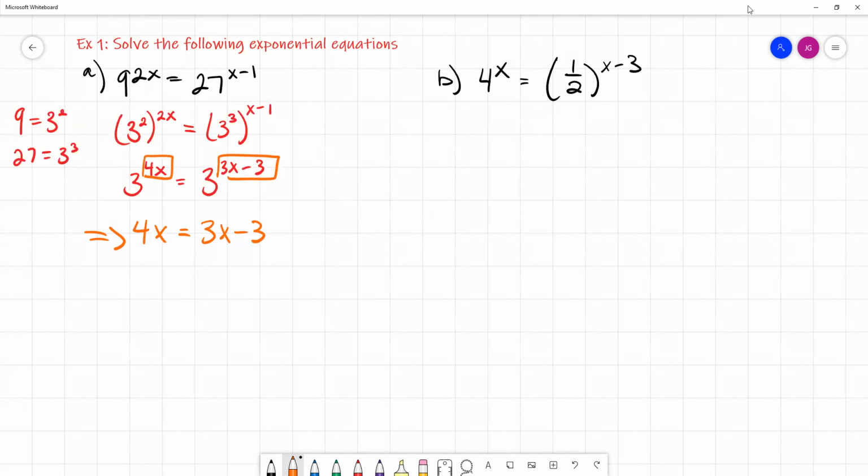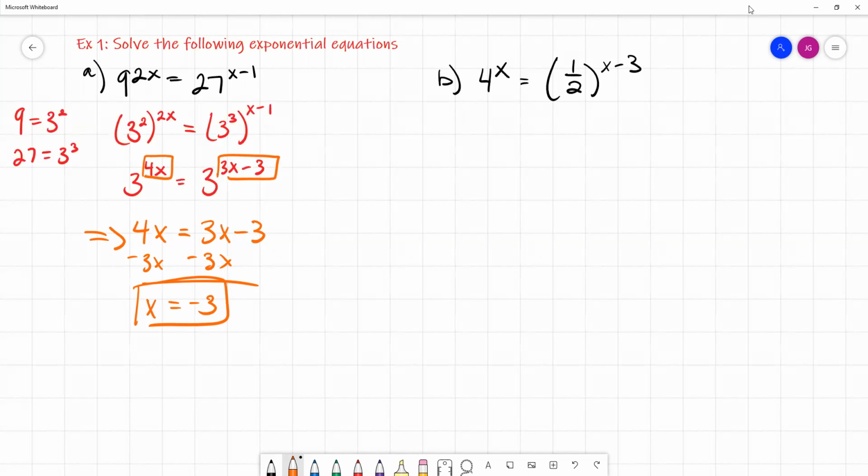Okay, so now I just solve for x. So subtract our 3x over. I get x is equal to negative 3. And we're all done, right? With logarithms, we have to look for extraneous solutions. Here, we don't have to.